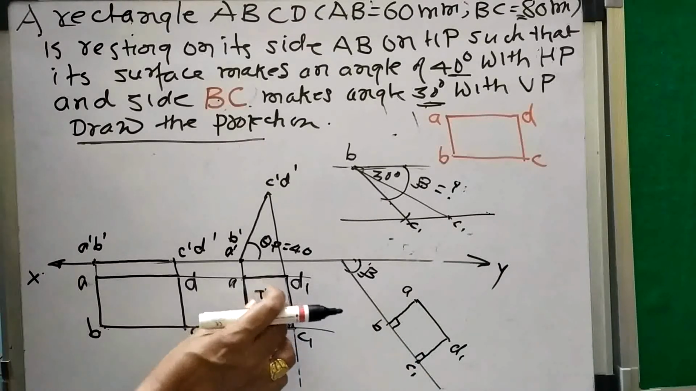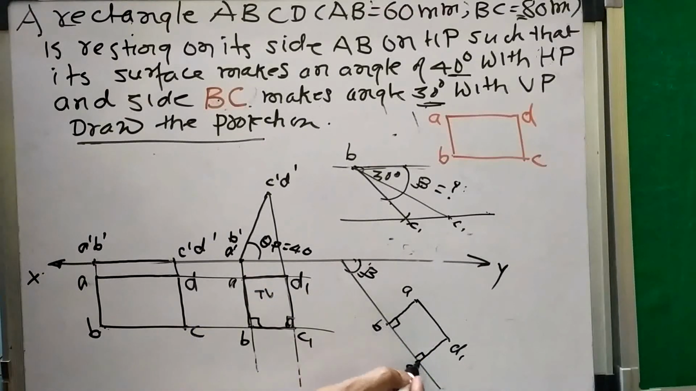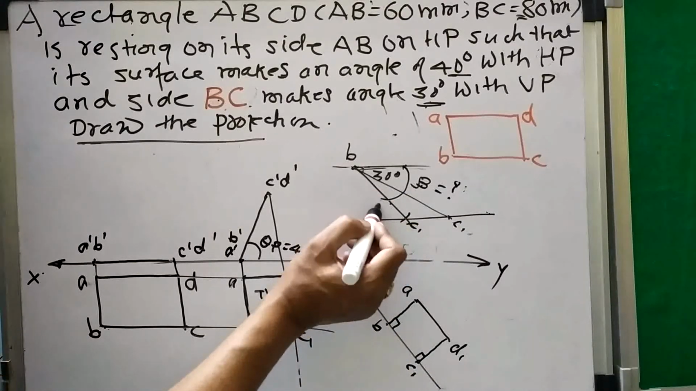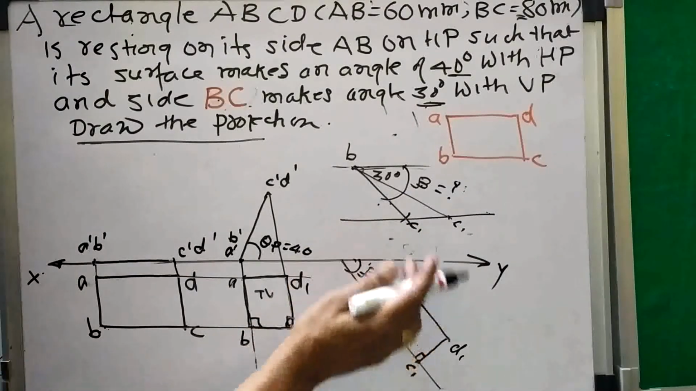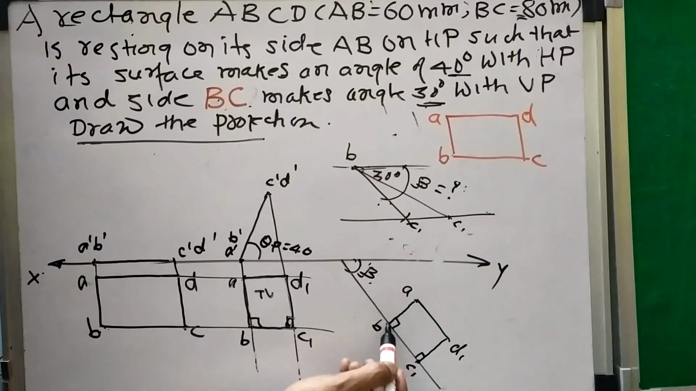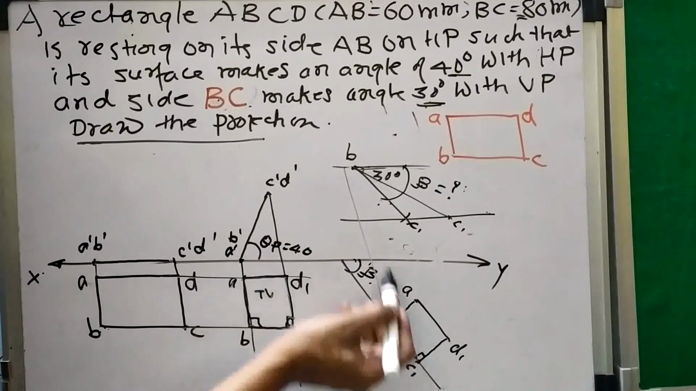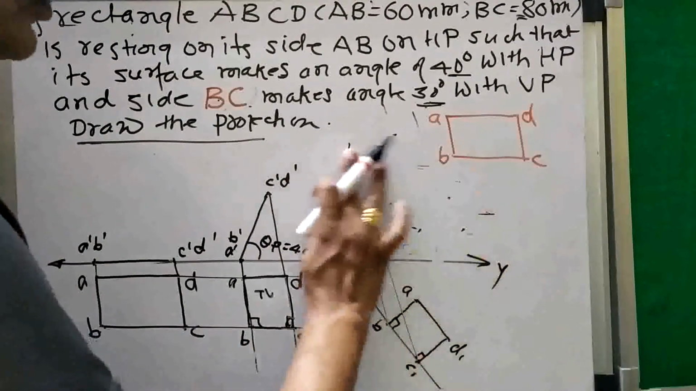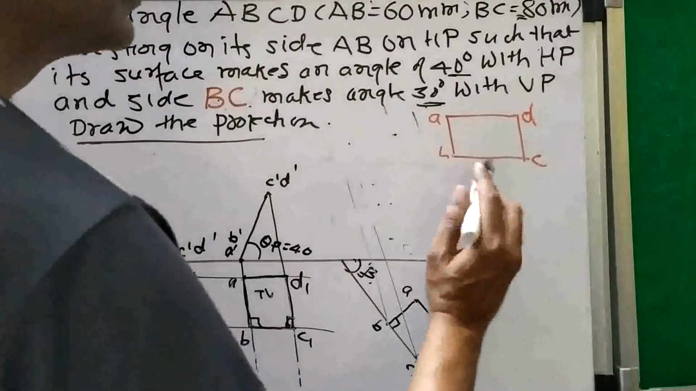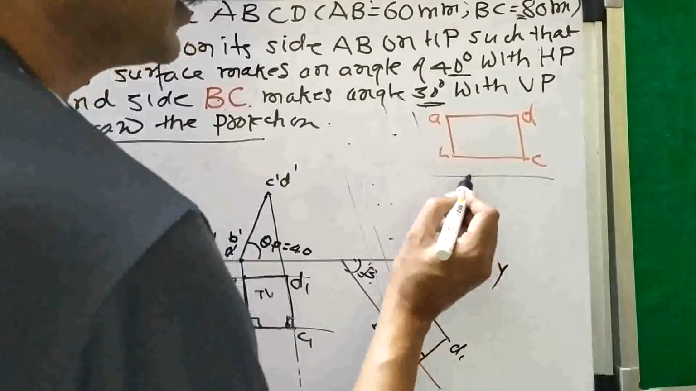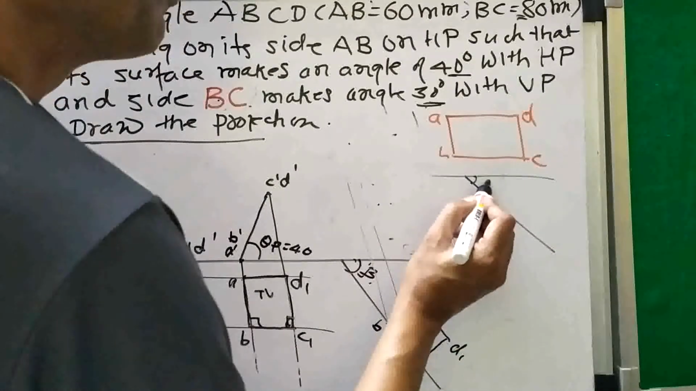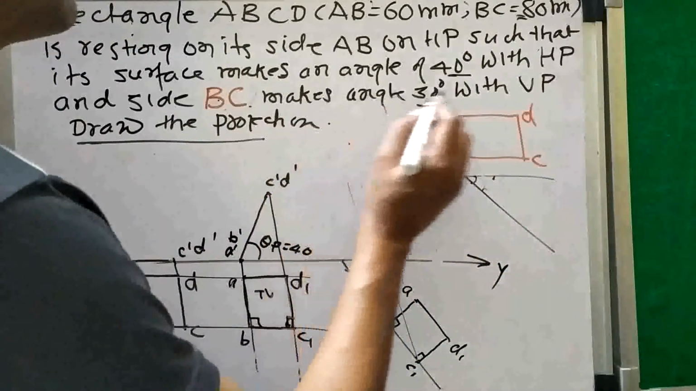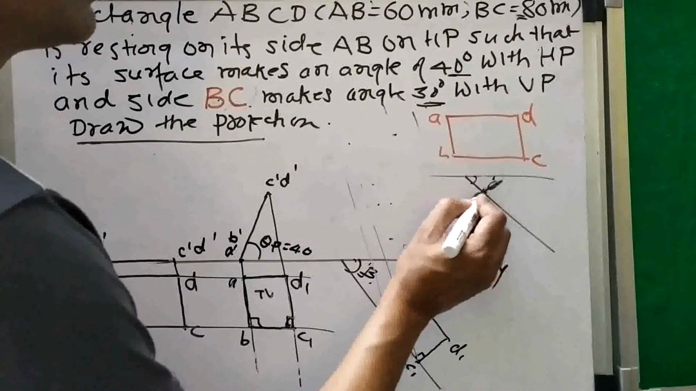So what I have done, I have repeated this figure, taking BC1 at the beta angle which I have found separately, and then project. Then I will project this. So I will show this inclination separately here. So this is phi. This is BC making an angle of 30 degrees. So this is phi.